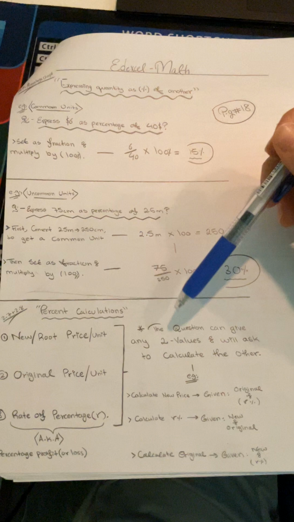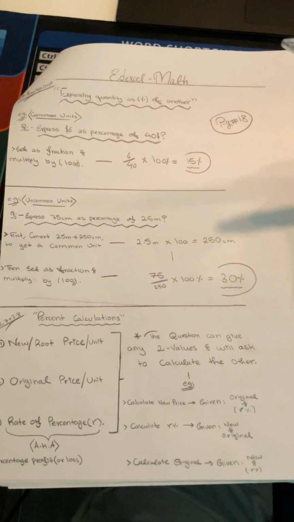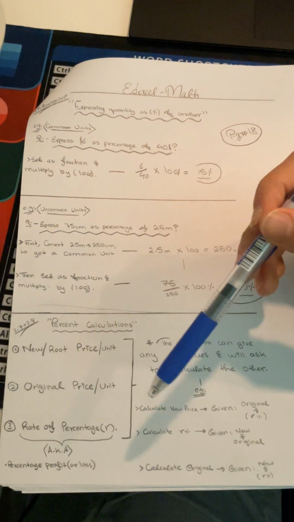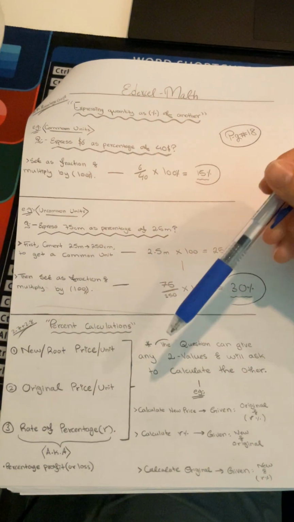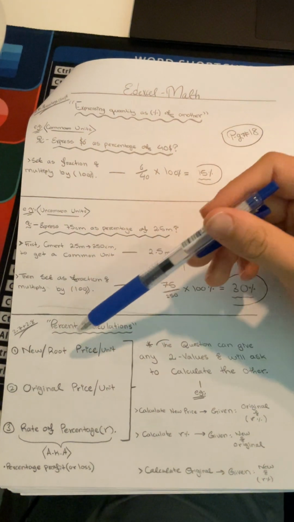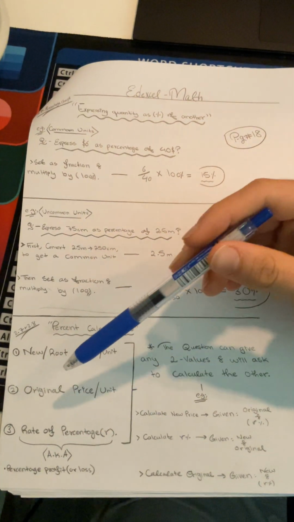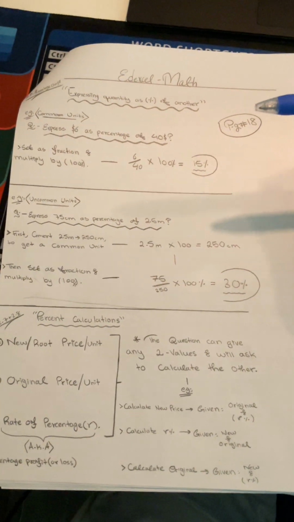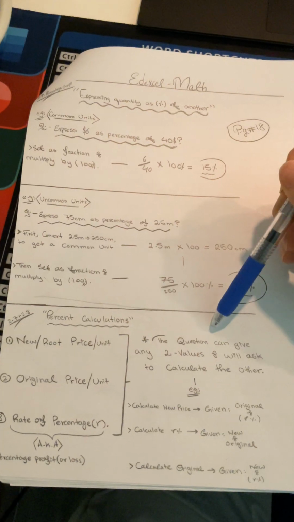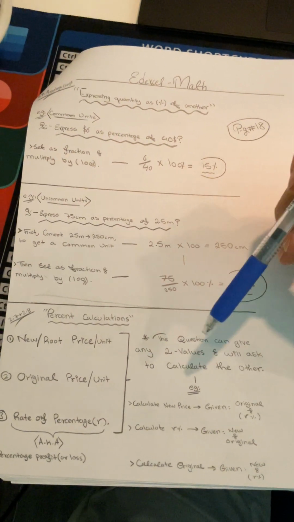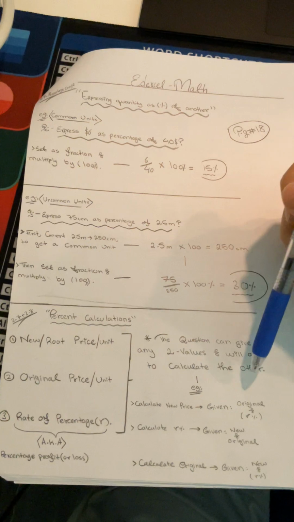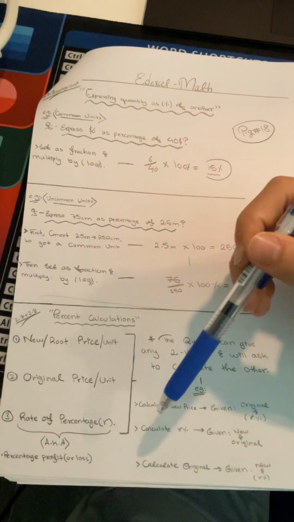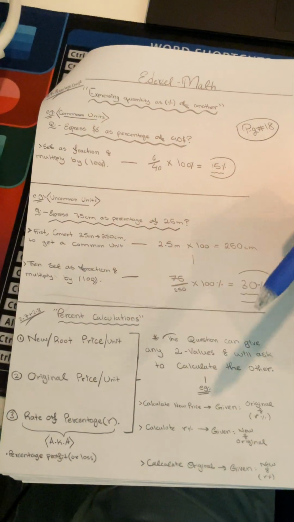Okay, now let's come to percent calculations. In this section we are going to go through 3 types of calculations, which we will be using in singular and compound calculations. These are the new or final price or unit, the original price or unit, and the rate of percentage change. The question can give you only 2 values and ask you to calculate the other. For example, to calculate the new price, the givens will be the original and the r percentage. To calculate the r percentage, the givens will be the new and original. To calculate the original, the givens will be the new and the r percentage.